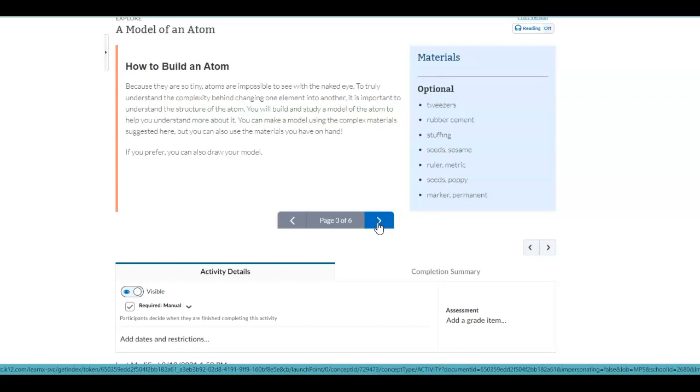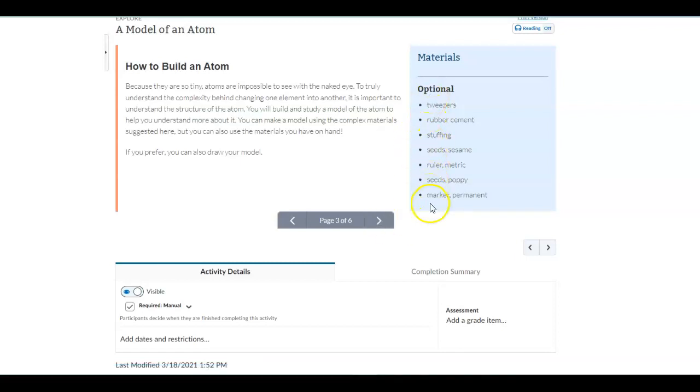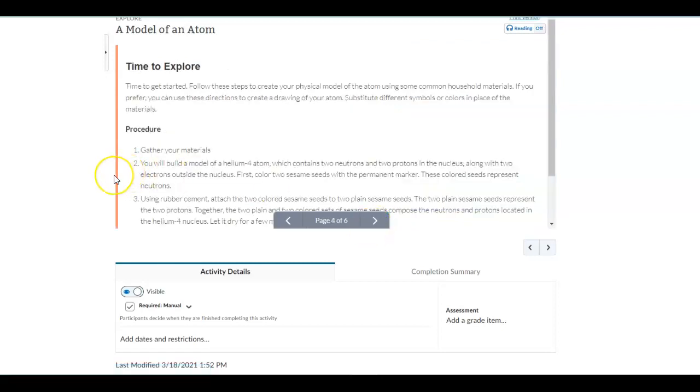You can make a model using the complex materials suggested here, but you can also use materials that you have on hand. And if you prefer, you could also draw your model. So here are the optional materials that you can use. You will be taking a picture of your model and submitting it in your science notebook for the notebook activity in this lesson. So time to get started.